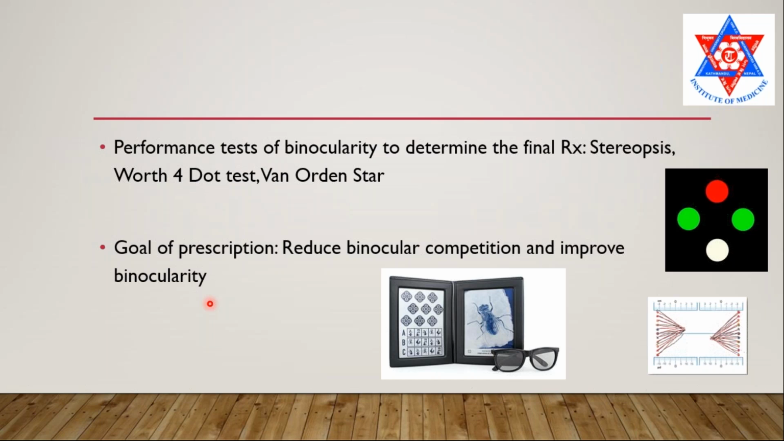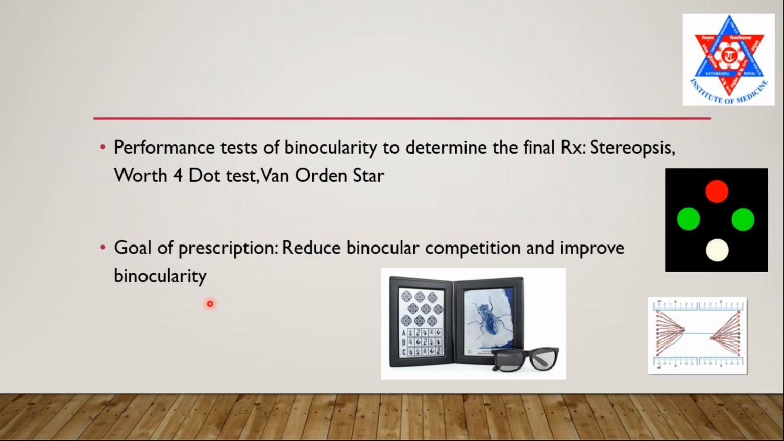I have listed three tests: stereopsis, Worth four dot test, and VO star. We can do two tests that are common in our hospitals or clinics: stereopsis and the Worth four dot test, while performing the subjective refraction, and determine which amount of prescription will help the child attain maximum binocularity. Then we prescribe according to that.